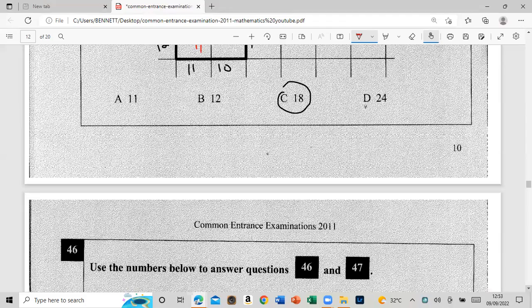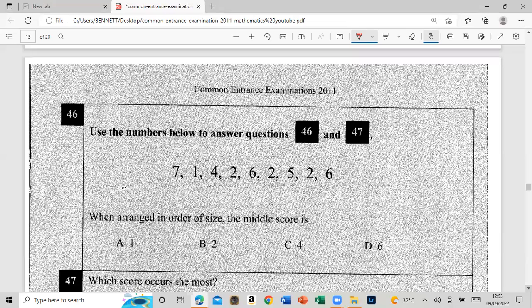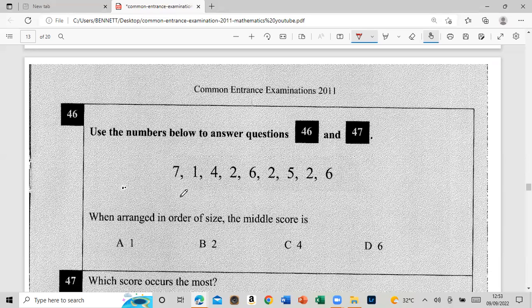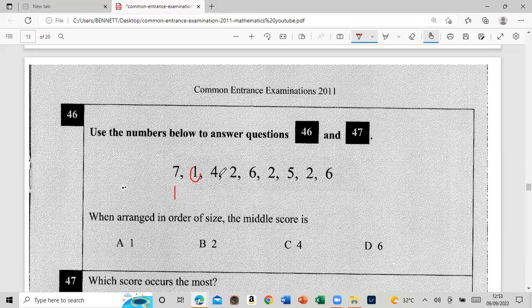Let's look at 46. Use the numbers below to answer 46 and 47. When arranging in order of size, the middle score is, so we're going to arrange them in order of size. So you're going to write from the smallest to the largest. Each time you write one, you have to provide two. So 1 is the smallest, then 2. But wait, you have 3 2s, so put 3 2s. Alright, so we have those. Make sure we have them. Next, 4 comes next, right? So cross out the 4, then you have 5, 6, 7.